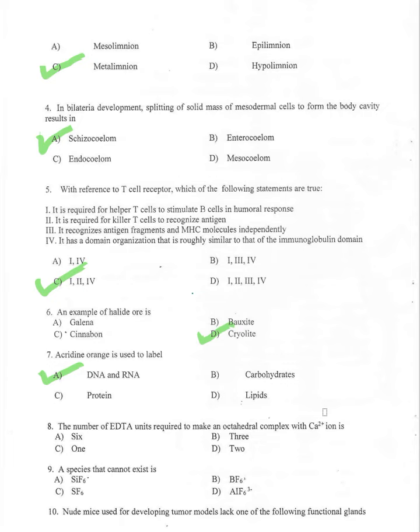Question number 8. The number of EDTA units required to make an octahedral complex with calcium 2 plus ion is: A. 6, B. 3, C. 1, D. 2. The correct one is C, 1. EDTA stands for ethylenediaminetetraacetate. It makes an octahedral complex with the calcium 2 plus cation, using the 6 donor atoms which are present in the EDTA.